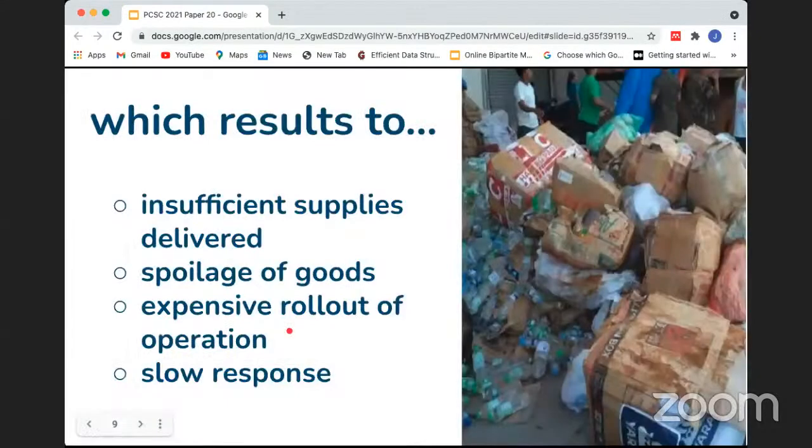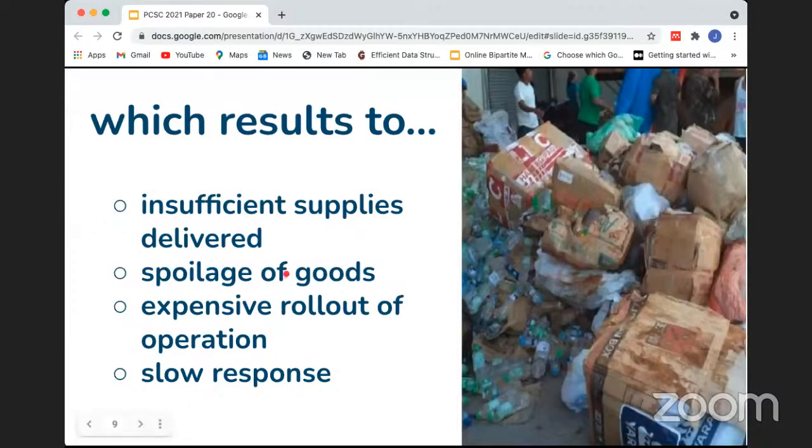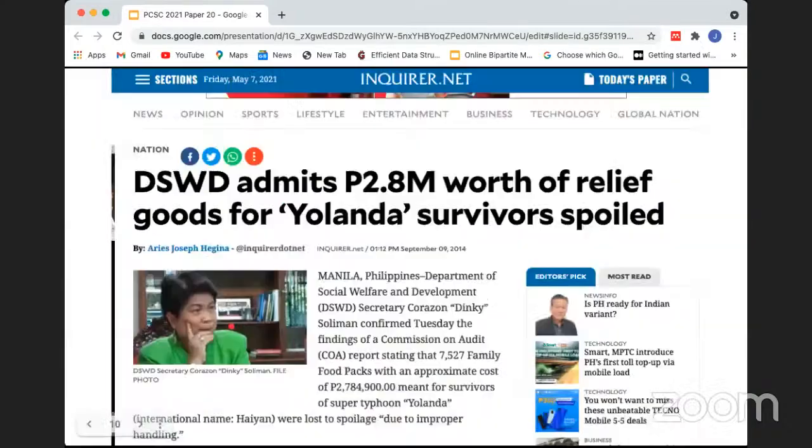So it has implications. Sometimes, due to these identified problems, we have inefficient supplies delivered. Sometimes spoilage of goods, the spoilage of goods here being from the Yolanda case, and then expensive rollout of operation, and then slow response. So this is just an article showing that the SWD admits 2.8 million worth of relief goods for Yolanda survivors are spoiled.